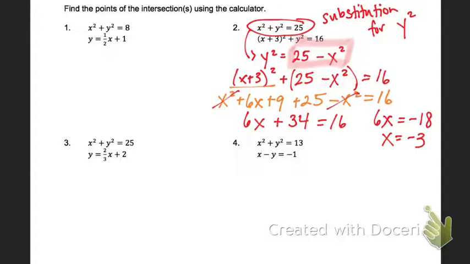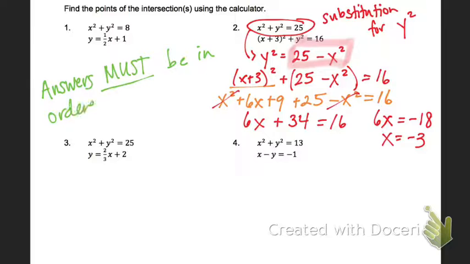Now, why do I have two solutions but only one x value? They both have the same x value, so what do I need to do with this negative 3? Because I want my answers in ordered pairs, right? Maybe write that at the top, because this is something a lot of people forget: your answers must be in ordered pairs. Otherwise, I will not accept it. So what do I do with this negative 3? Plug it into both equations, or you can just plug it into the top one. It doesn't matter.